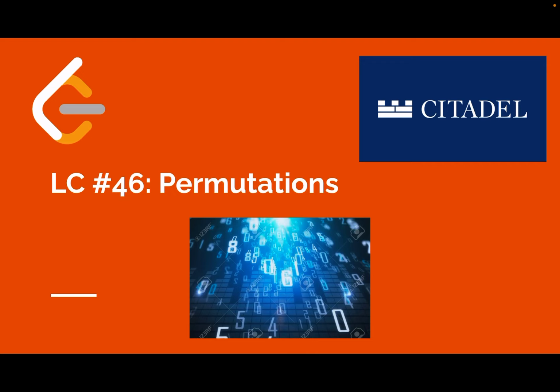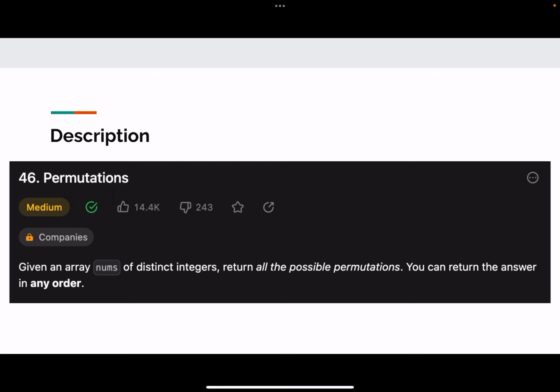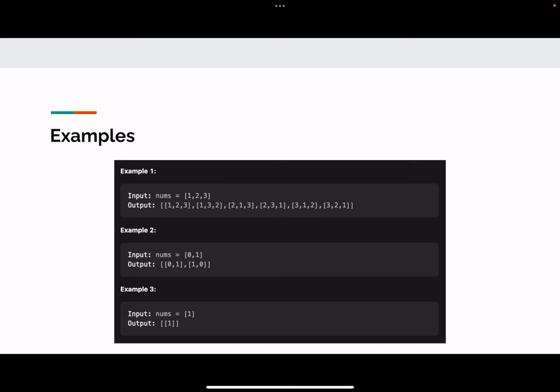Today we're going to be going over LeetCode number 46, permutations. Given an array nums of distinct integers, return all the possible permutations. You can return the answer in any order. And some examples are as follows.